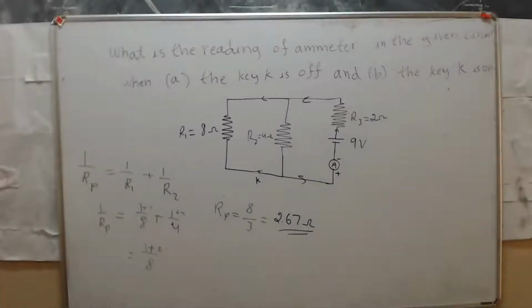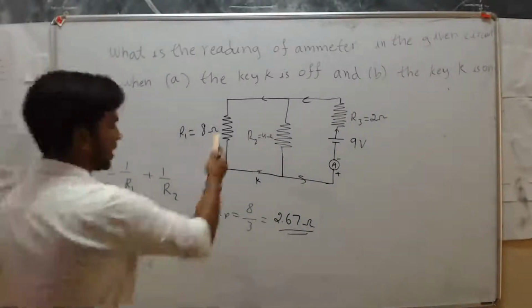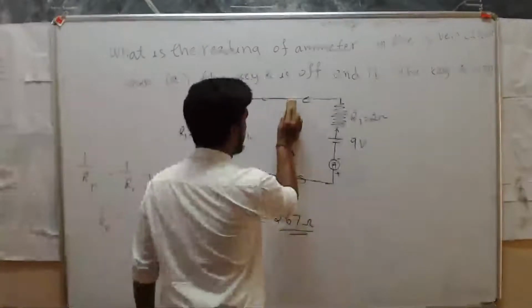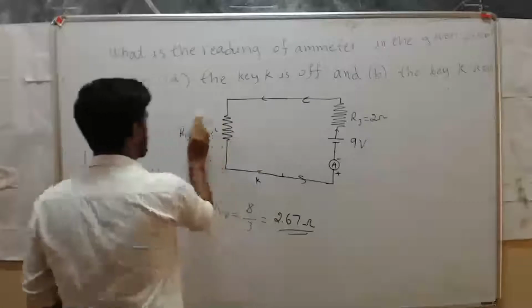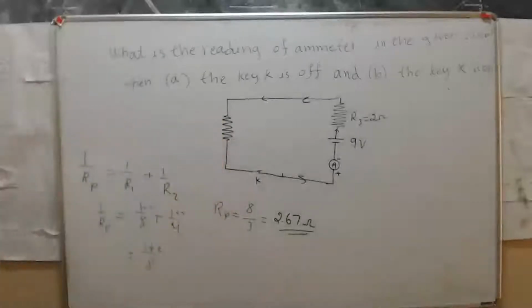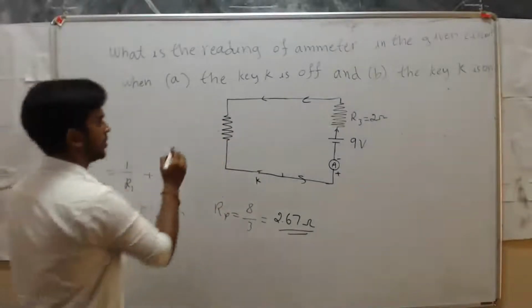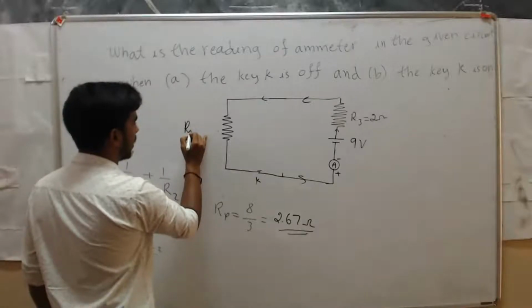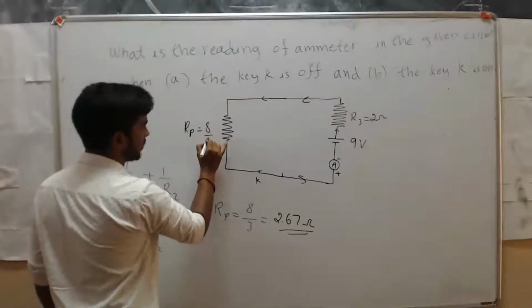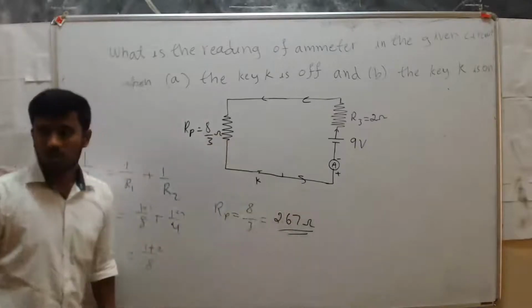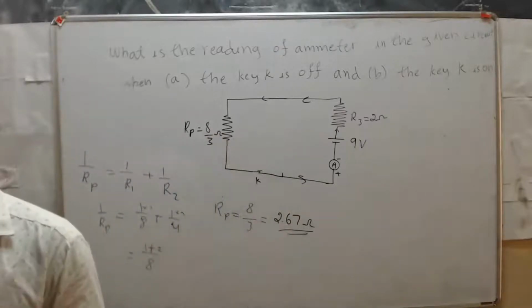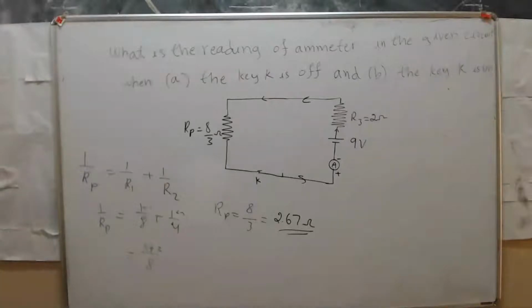Yes. So now we can redraw this circuit like this. So now it is in series with this resistor. So here RP is equals to, I will write 8 by 3, or you can write 2.67 ohm also. Both are correct. Okay.